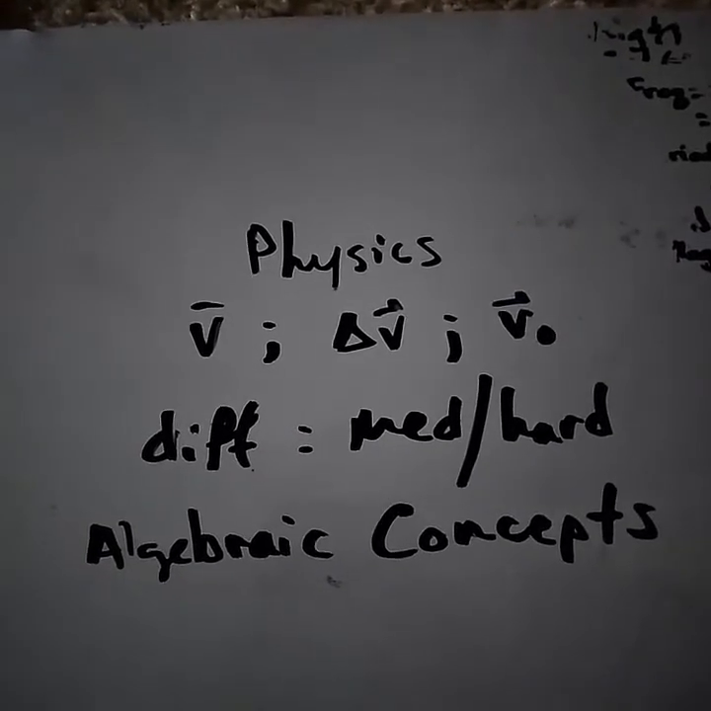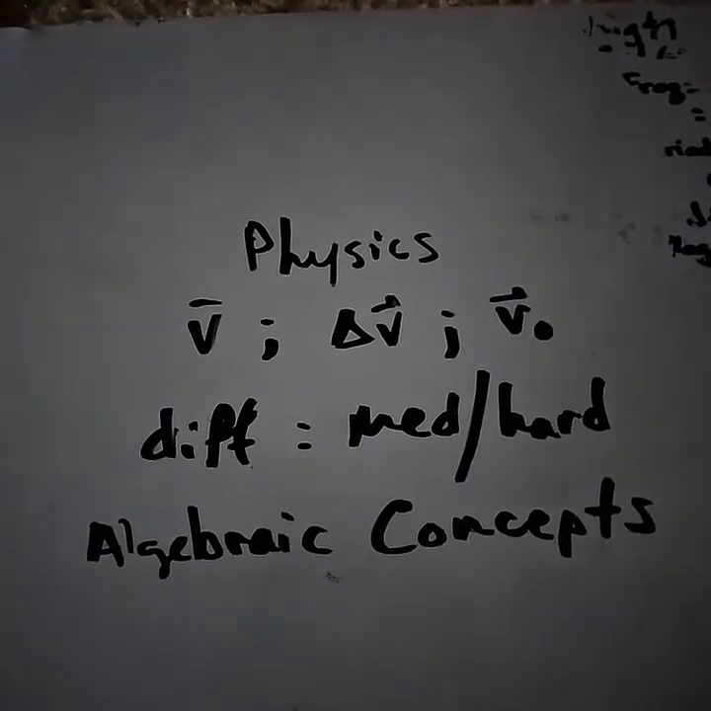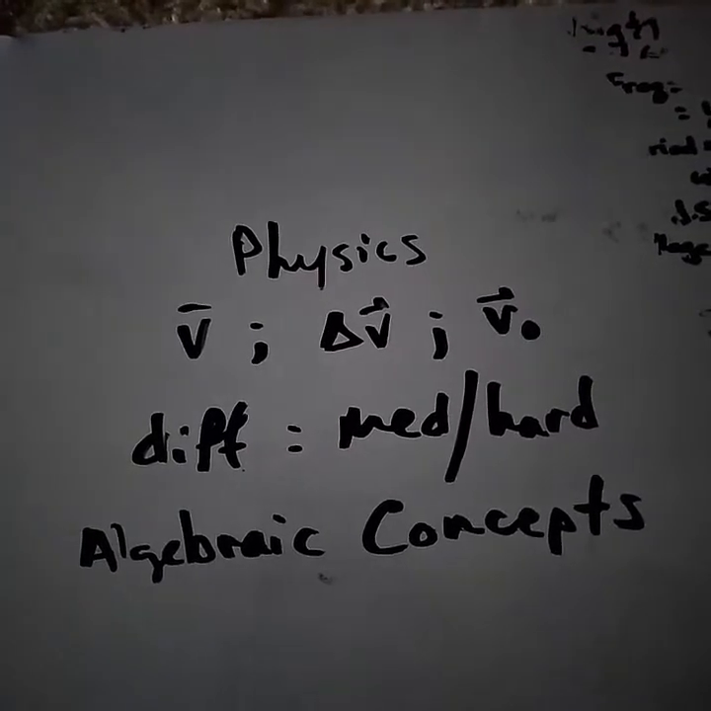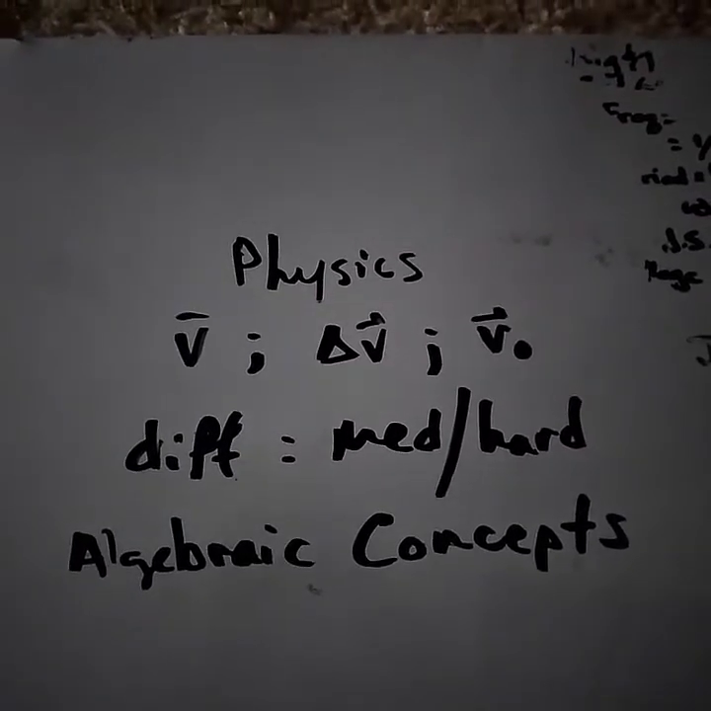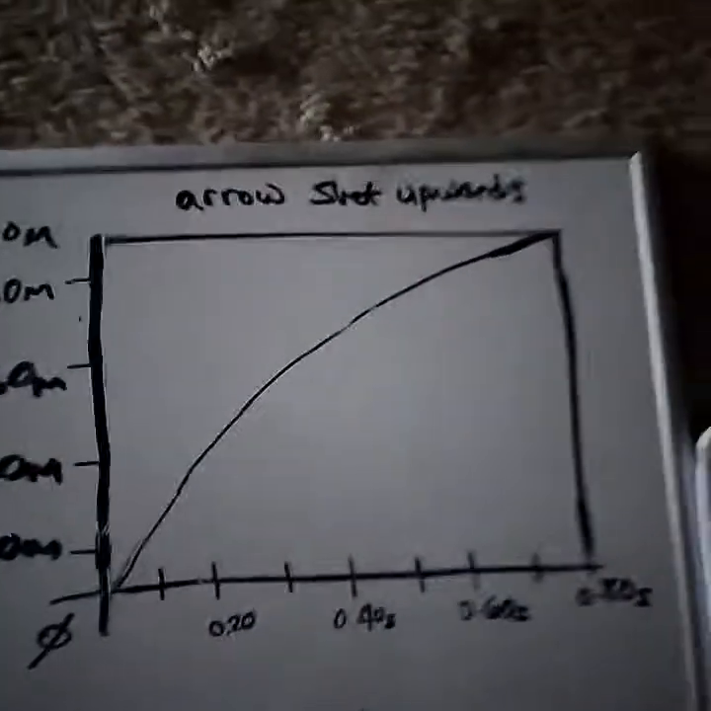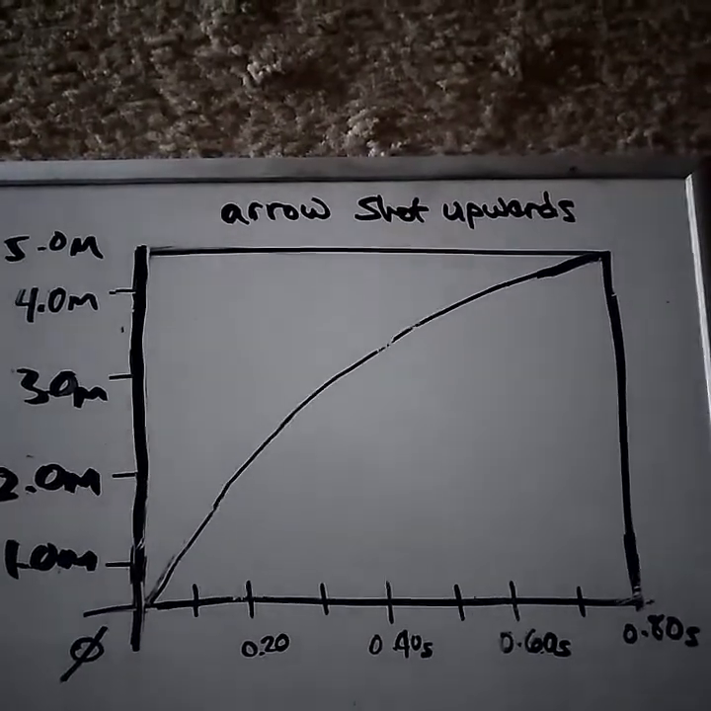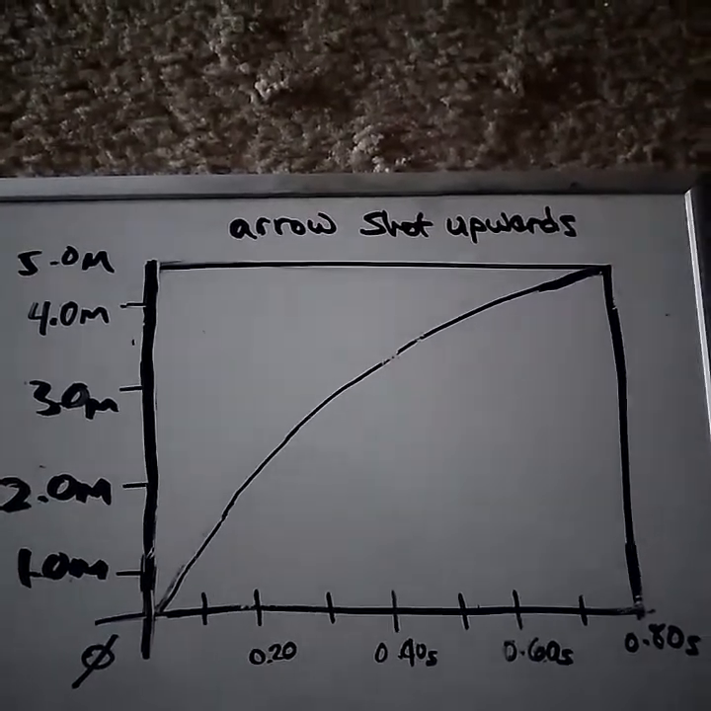This is a physics problem in which we will solve for average velocity, change in velocity, and initial velocity. Difficulty is between medium and hard. This problem also deals with algebraic concepts. Okay, so we are given this graph and we are told to find our average velocity, change in velocity, and initial velocity from this information.